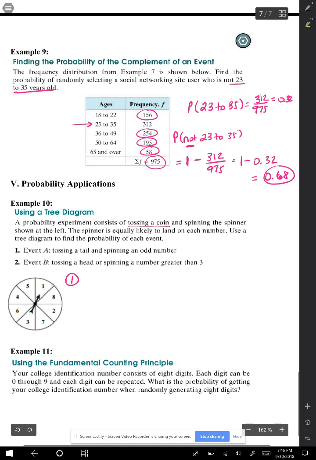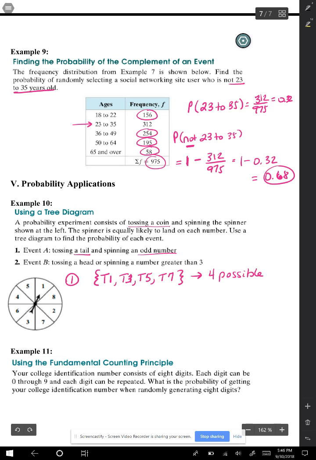So event A is tossing a tail and spinning an odd number. So that means that, and I'm just going to write out the sample space. Like I said, instead of creating the tree diagram, I'm just going to write out the sample space. So we want tossing a tail and spinning an odd number. So you could do tail and 1. That would be an odd number. Tossing a tail and getting a 3. Tossing a tail and getting a 5, or tossing a tail and getting a 7. So there are 4 possible outcomes that involve a tail and an odd number.